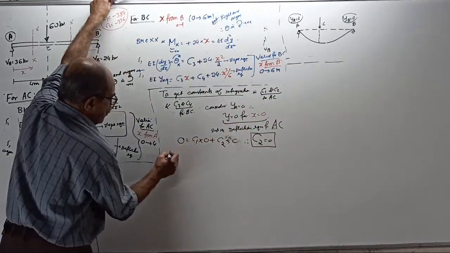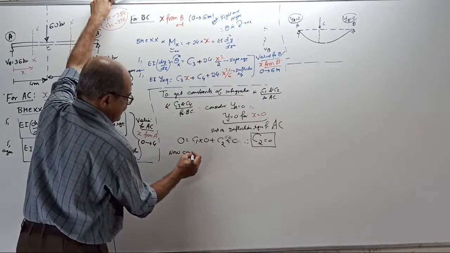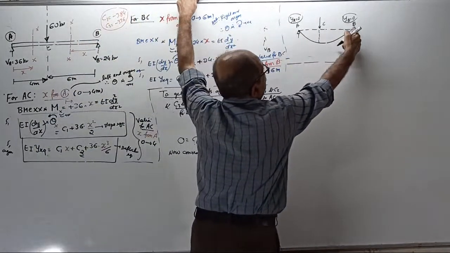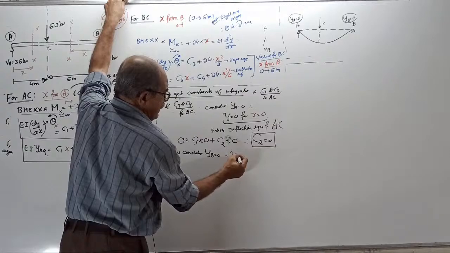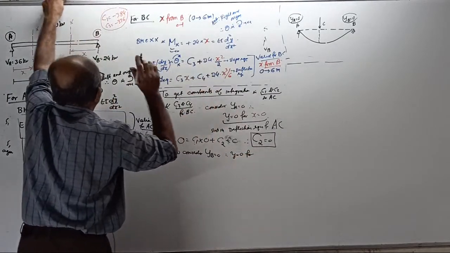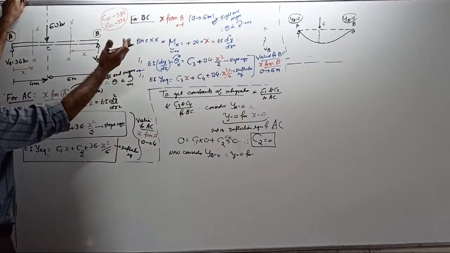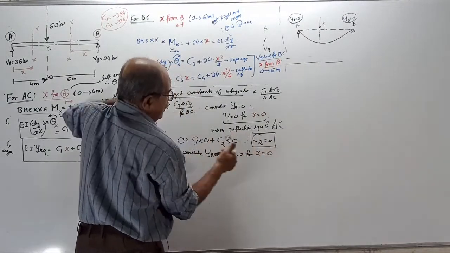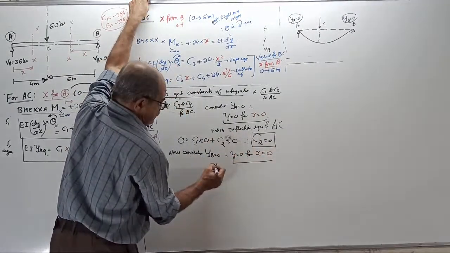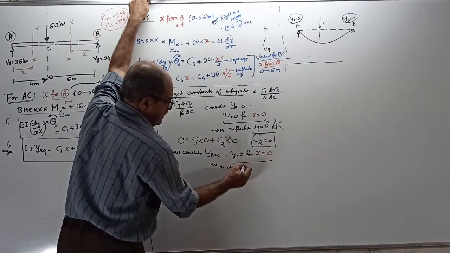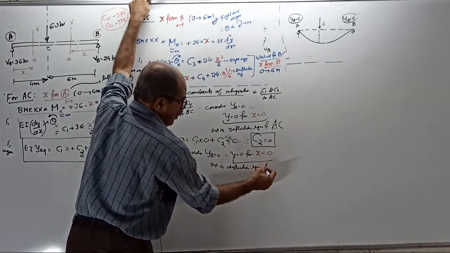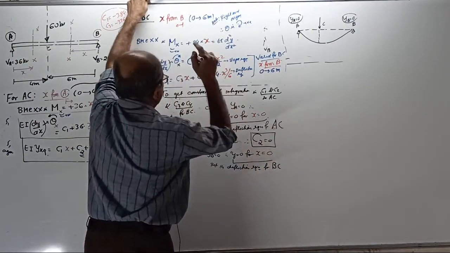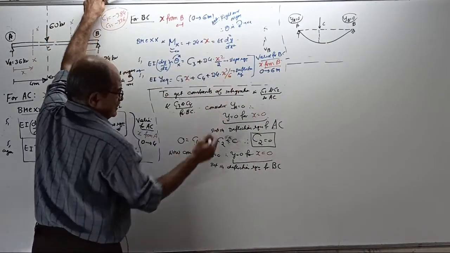Now consider Y at B equal to 0. Here Y equal to 0. That is, your Y becomes 0 for X equal to 0 again, but remember, B means you have to use the other side equation. Substitute in the deflection equation, not for AC but for BC.